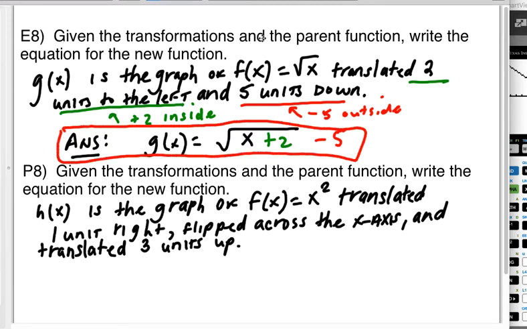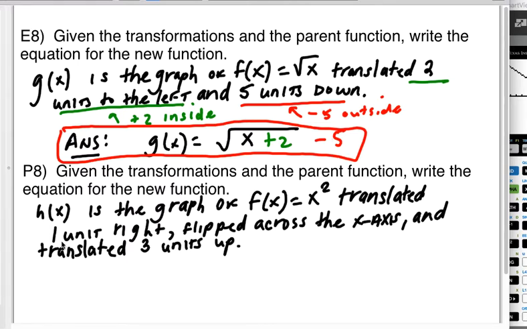All right, so I want you to try P8. It's the same idea, although I think I actually gave you 3 transformations because I decided to be a little bit trickier. So in P8, h of x is the graph of f of x equals x squared, translated 1 unit to the right, flipped across the x-axis, and translated 3 units up. Okay, so you can pause me if you want. I'm going to go ahead and walk through this.